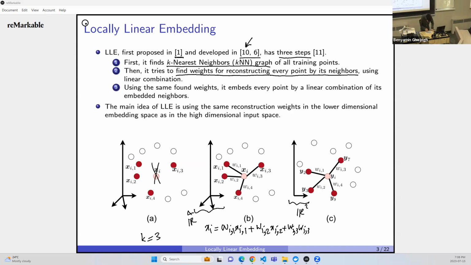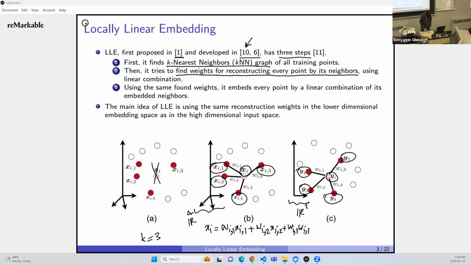So what do I mean? Here, xi is mapped to this point. xi1 is mapped to, for example, y2. xi2 is mapped to y3. xi4 is mapped to y9, doesn't matter. Or xi3 is mapped to y7. So I mean, these are the embeddings of those x's, okay?